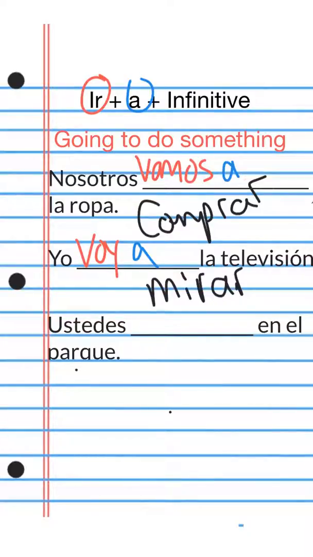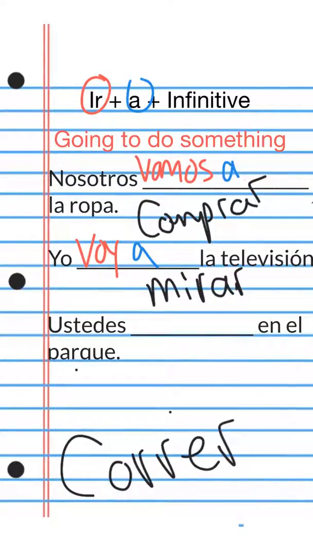For the last sentence, ustedes en el parque, what we are trying to communicate is that y'all are going to run in the park. The verb to run is correr. So how would you use this grammar formula in order to communicate the immediate future? You would conjugate the verb ir for ustedes, which would be van. Then once again, you would place the preposition a after it. And lastly, include the infinitive right after. Ustedes van a correr en el parque.